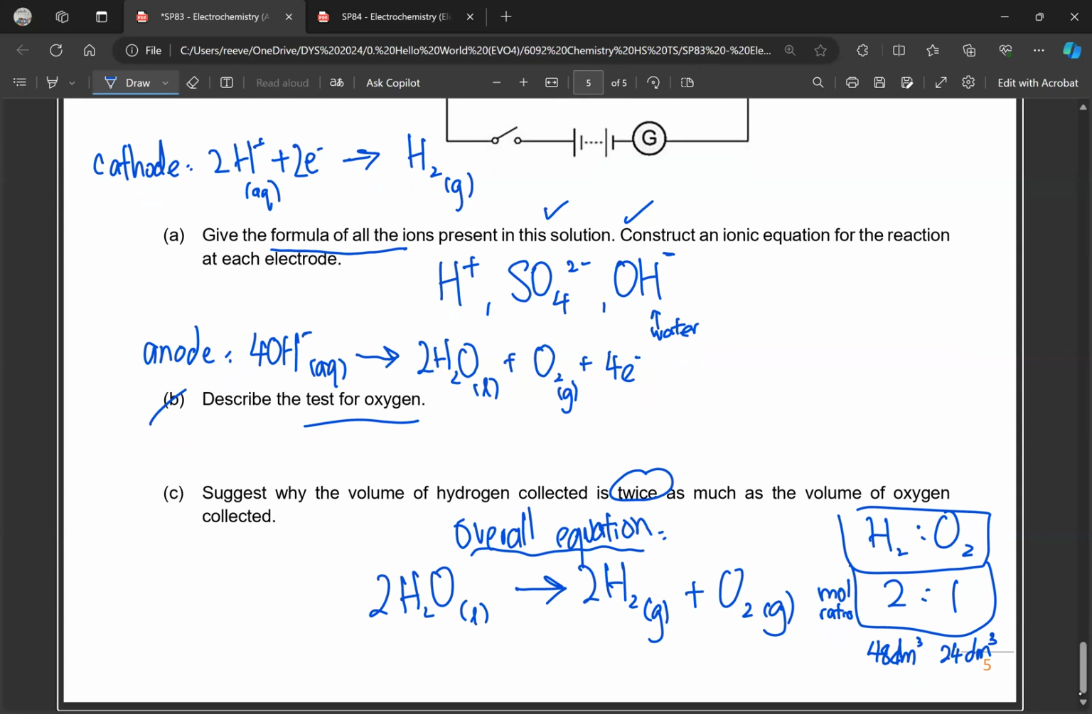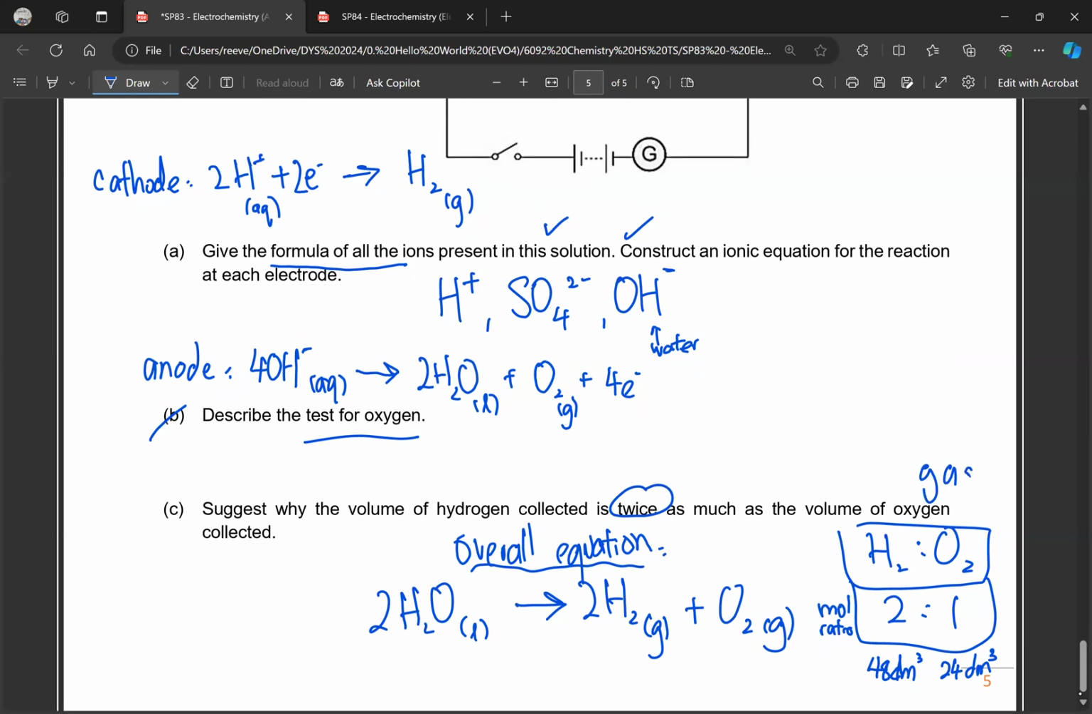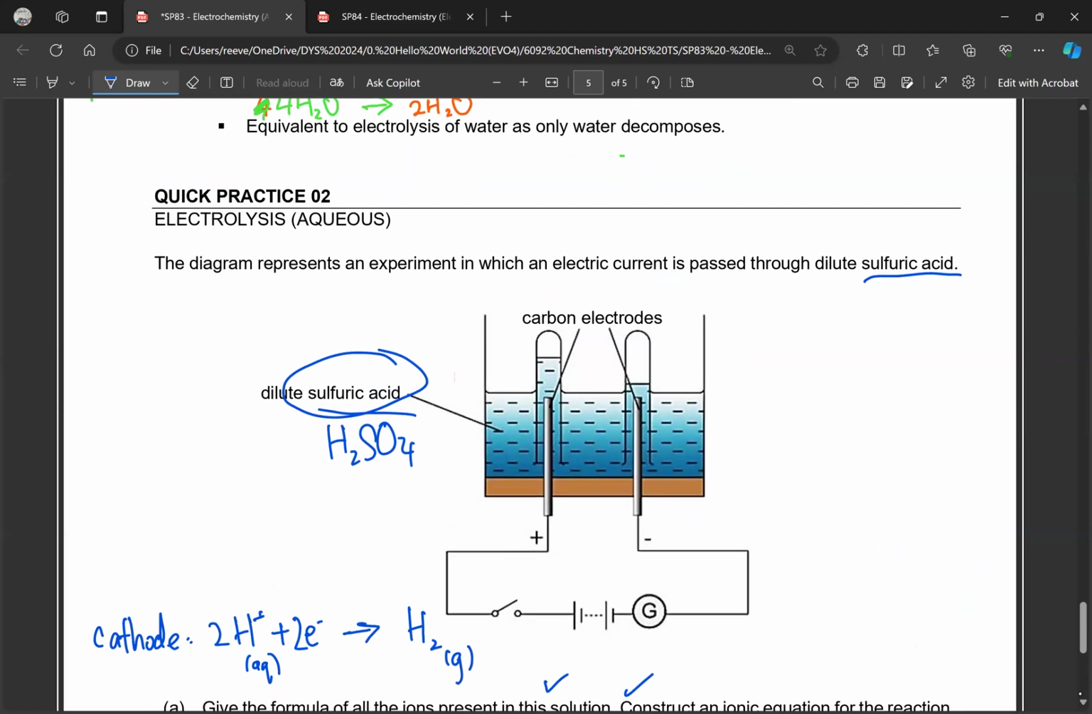And the mole ratio also means the volume ratio for gases. For gases, 1 mole of any gas occupies 24 dm3. Any question? So that's why in the picture you can see the volume is double. Let me check whether it makes sense. This plus is minus. Minus is cathode. Then this plus is anode.